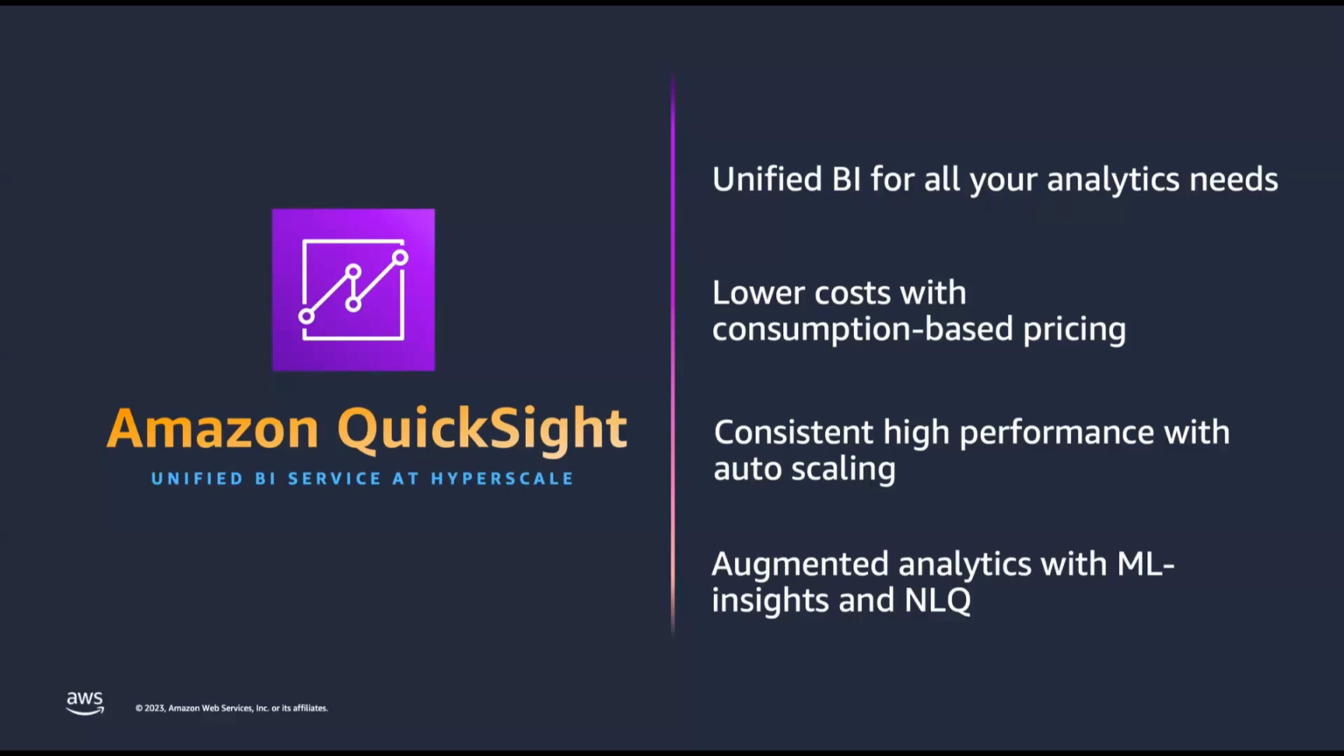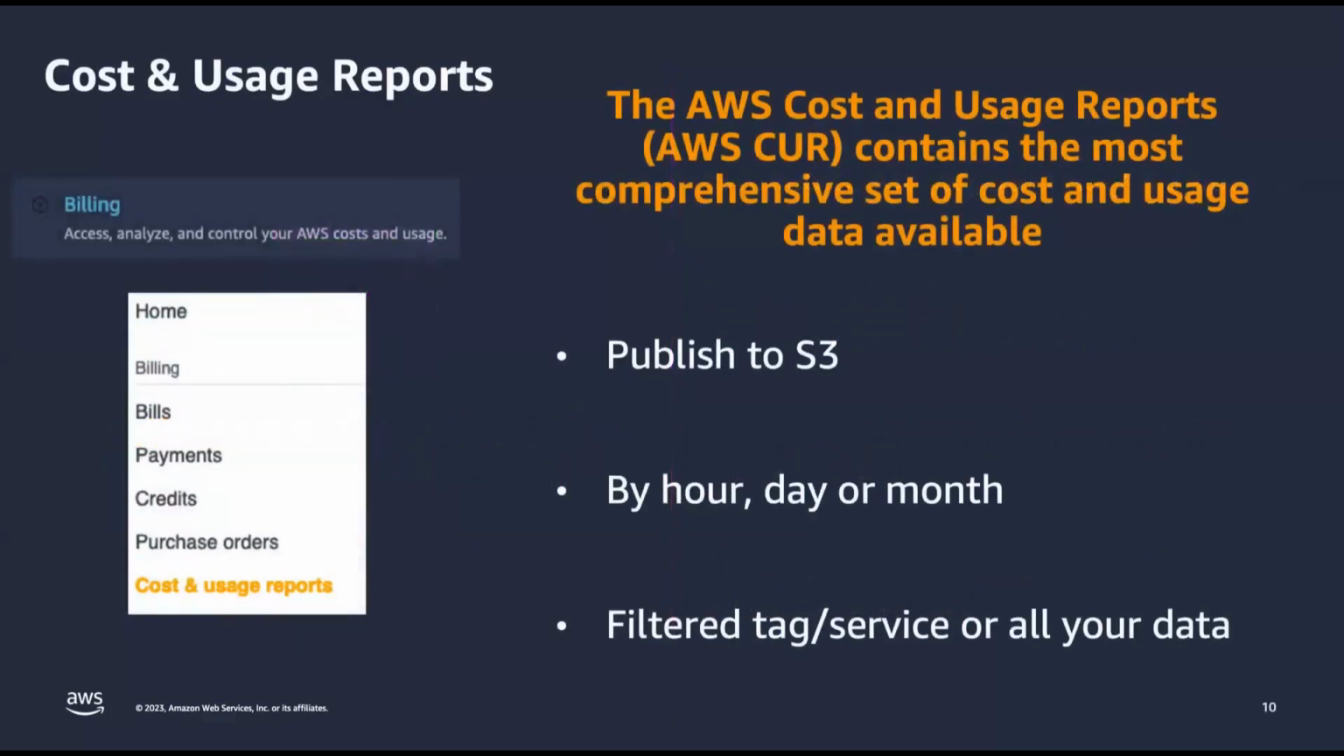If you're familiar with QuickSight, awesome. We're going to talk about how you can manage your cost of QuickSight within your organization. So what is the cost and usage report? The cost and usage report is a section inside of the billing product in the AWS console. And the billing section is where you're going to find all your bills, all your payments, all your credits, all your POs. And there's a section here for cost and usage report.